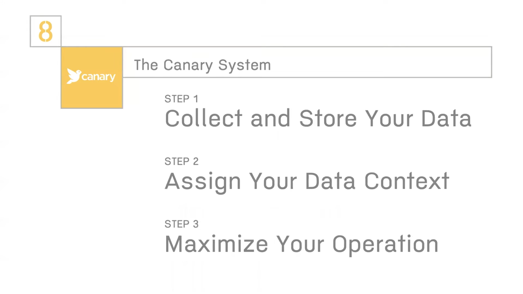Now, the process is very simple. First of all, you need to be able to collect and store your data. Then you need to be able to assign context to your data to act faster on all of this amount of data that you've got.